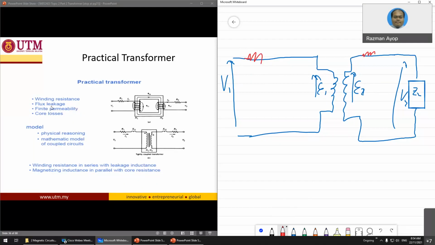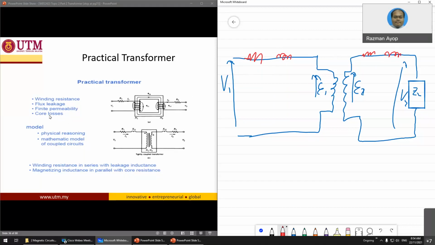And then you have the leakage flux. Recall back: in the magnetic circuit, when you do a winding, the flux is not fully inside the core. It will leak at the outside. So how to represent this? Basically just add an inductor here to represent the flux leakage.